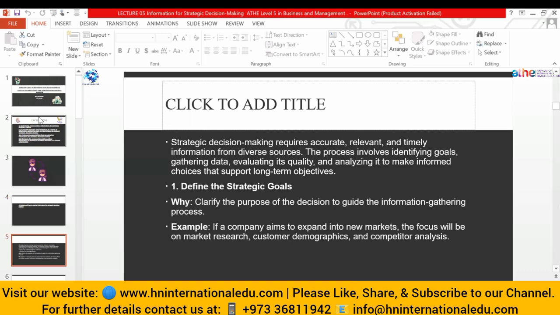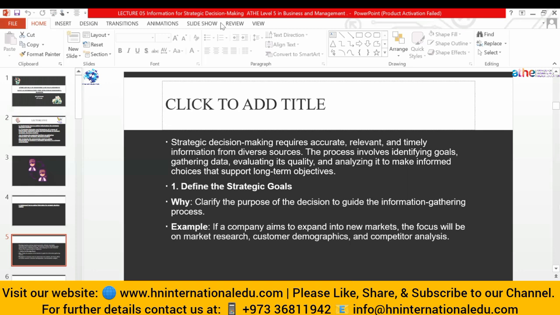Strategic decision making requires accurate, relevant, and timely information from diverse sources. The process involves identifying goals, gathering data, evaluating its quality, and analyzing it to make informed choices that support long-term objectives. So, here, strategic decision making needs perfect, in-time information, which is relevant as well. It could be from primary sources, secondary sources, niche sources, and with that the qualitative and quantitative resources too. So information gathering is not going to be from one aspect, it could be from different ones.